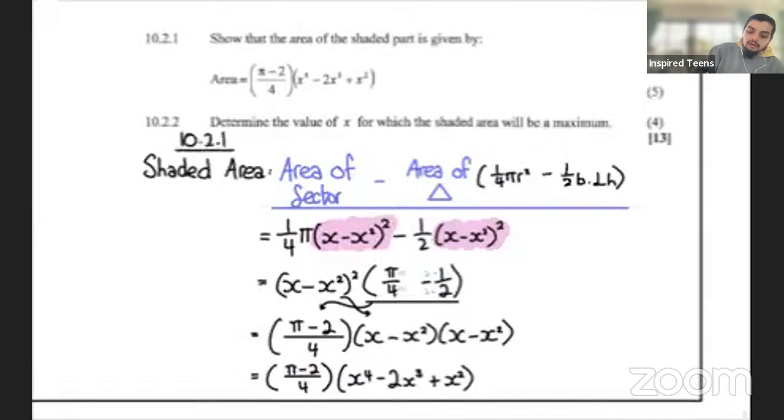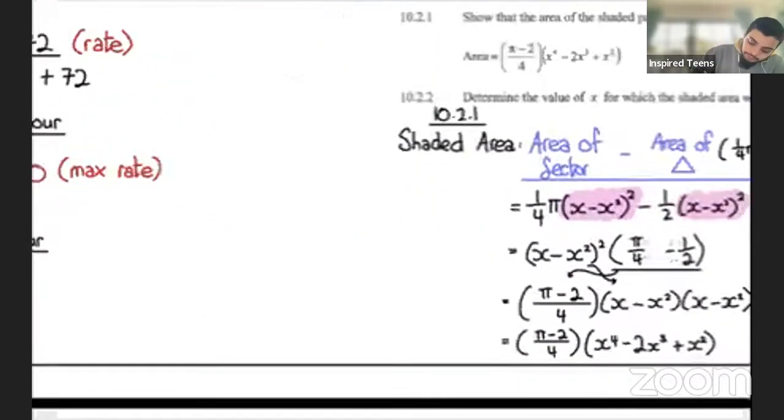10.2.1: show that the area of the shaded part is that. We've shown it, because we know how to calculate the area of the shaded part. We took the area of that sector minus the area of the triangle. We created formulas for each area, substituted in the correct radius for each, or base and height, and then simplified it to get what that expression was. Okay, now let's look at 10.2.2.